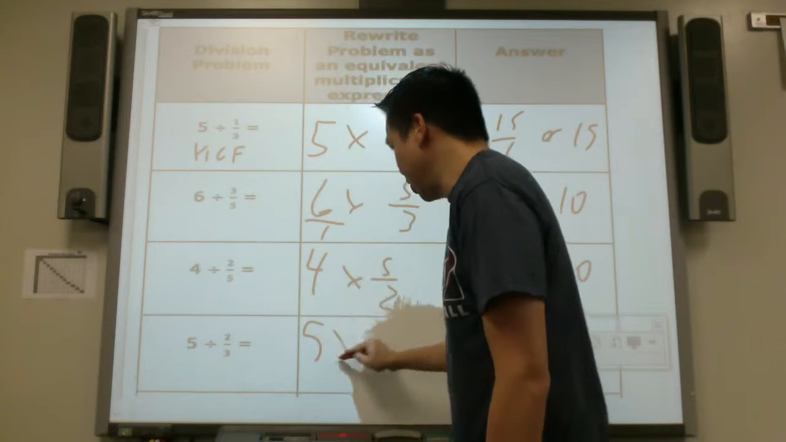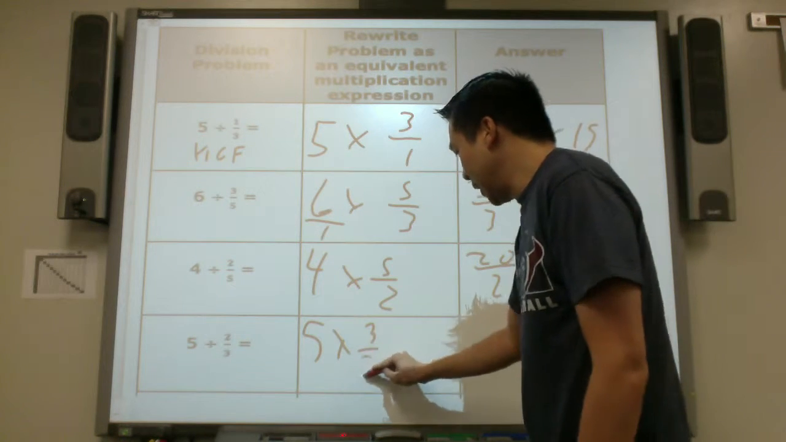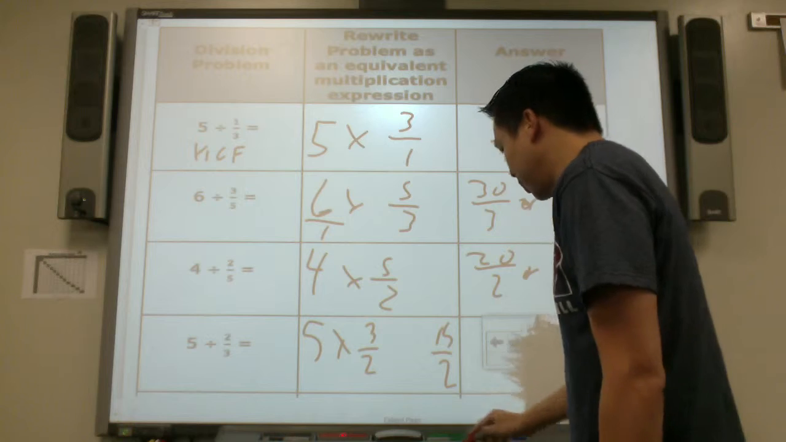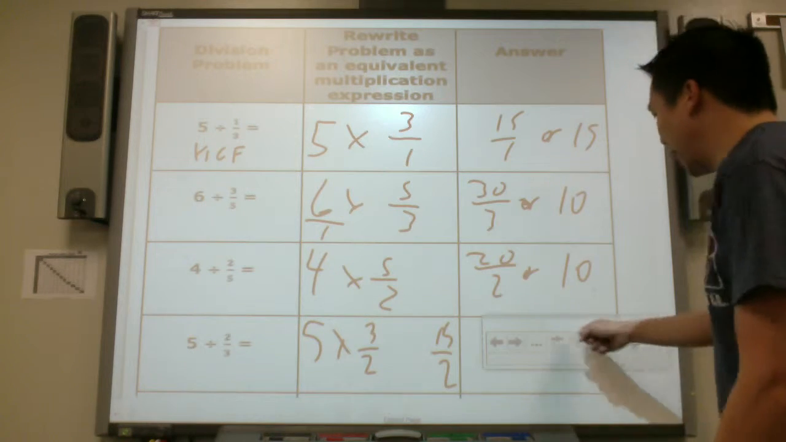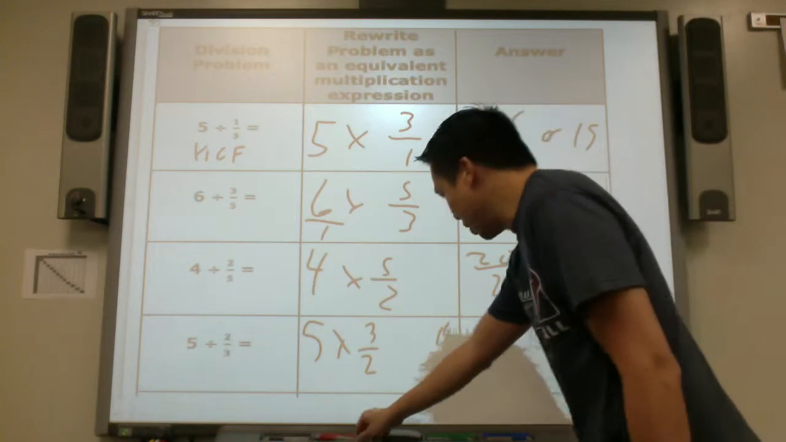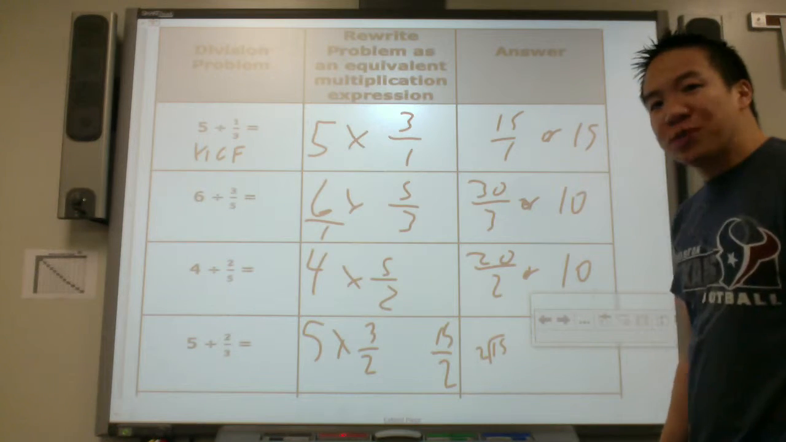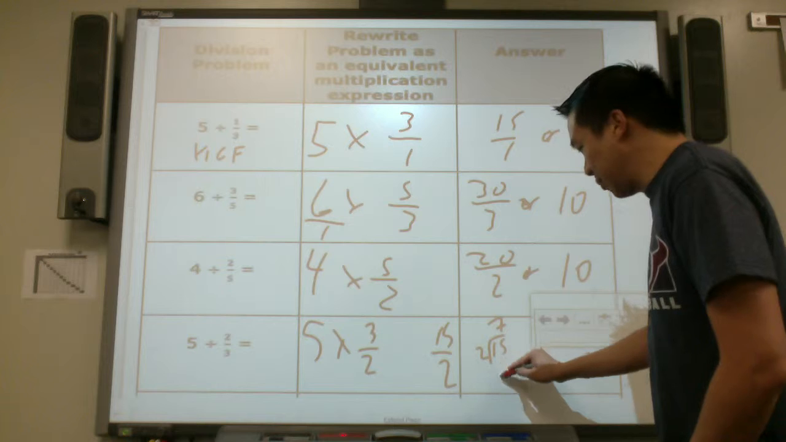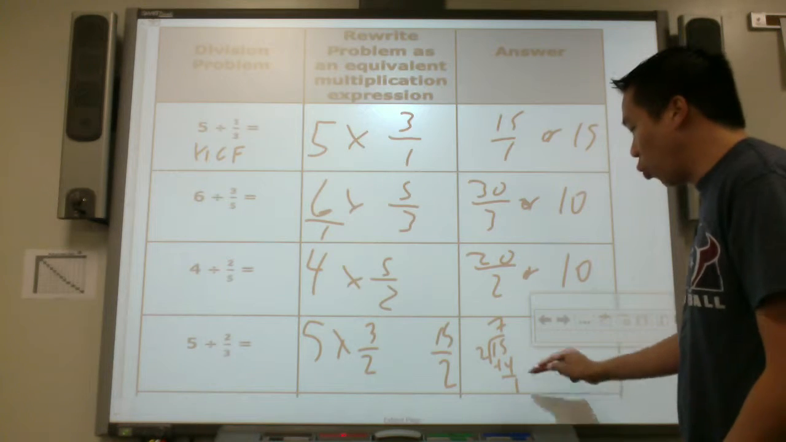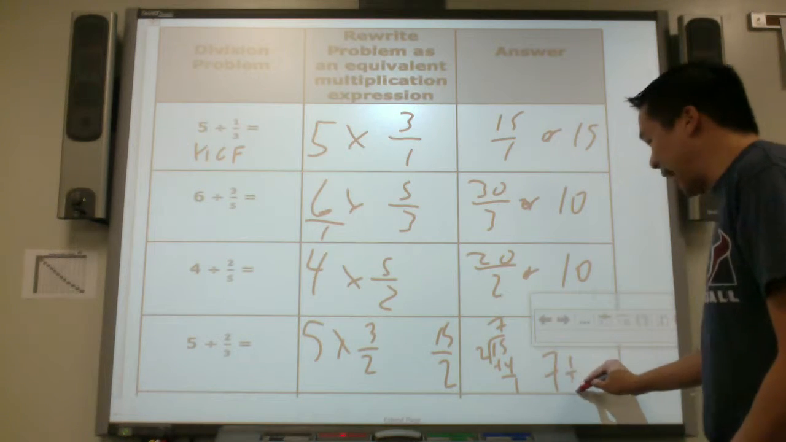Keep, change, flip. That will be 15 over 2. That is not acceptable. I need you to change it to something else. If you cannot do it in your head, divide 15 by 2. How many groups of 2 go in 15? 7 times. What do you have left over? 1. So 7 and 1/2.